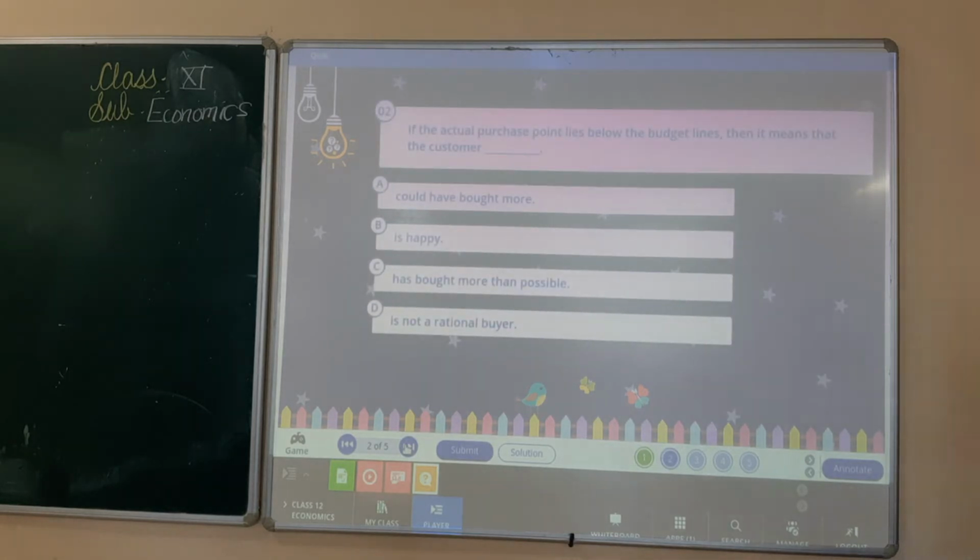Next question is, if the actual purchase point lies below the budget line, then it means that the customer dash. Now there are four options: could have bought more, is happy, has bought more than possible, or is not a rational buyer. So what is the answer? It is could have bought more because it is saying the point is below the budget line. Okay, that means what, students?